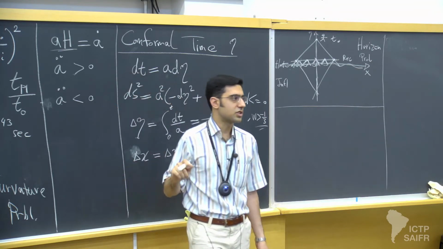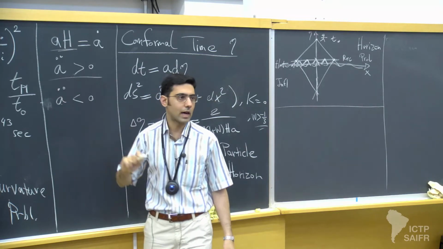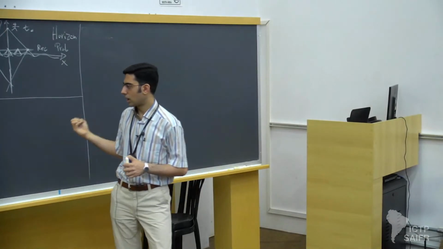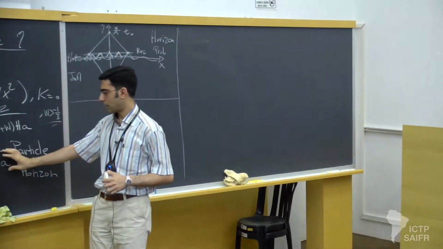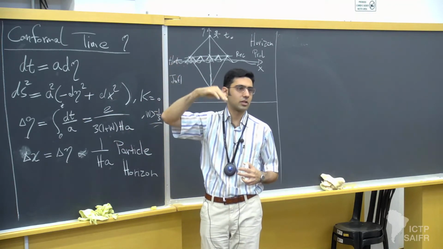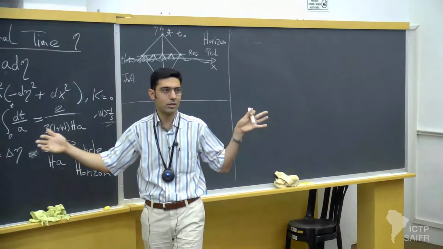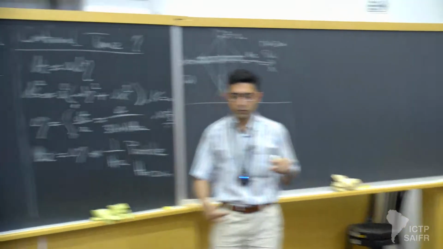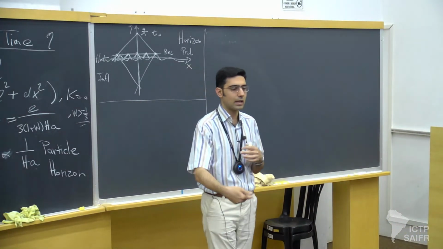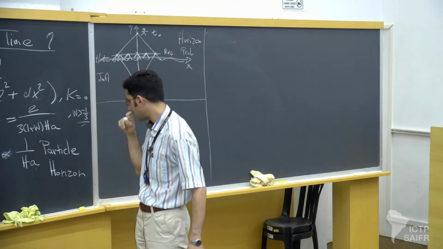And the way inflation solves both of these problems is to give us a period of accelerated expansion. In the decelerated case, this horizon was dominated by late times. So if you wait longer and longer, you see bigger and bigger sizes, and the problem becomes more severe. While if you go into accelerated expansion, this particle horizon becomes dominated by the early contribution. So it doesn't matter how much longer you stay.